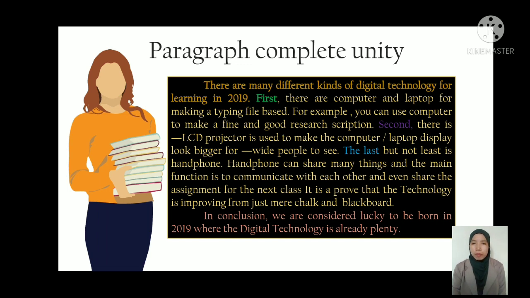We can see the topic sentence, and the rest of the sentences talk more about it: there are many kinds of digital technology for learning in 2019. The next sentence is a supporting sentence explaining digital technology. And you also see the conclusion sentence at the end of the paragraph. Let's look a little more closely at this paragraph. As you can see, the main idea is clearly stated in the first sentence. Then sentence 2 is a supporting sentence, and the final sentence is the conclusion.